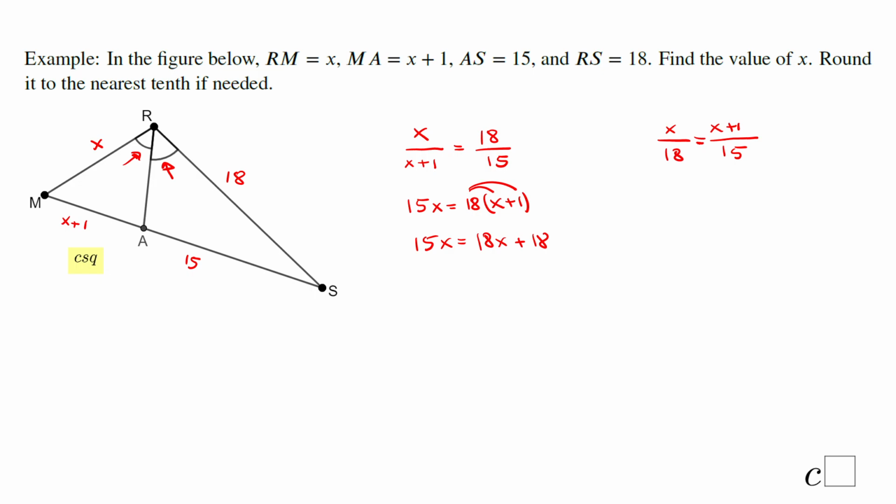I think we end up with something that I really do not like, but we'll see it in a moment. Let me double check if I copied things correctly. RM is x, AM is x plus 1, AS is 15, RS is 18. Yeah, I did copy correctly, but we're going to end up with a negative answer, which doesn't make sense in geometry. I apologize for this.